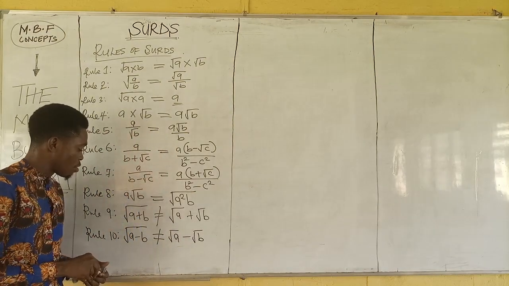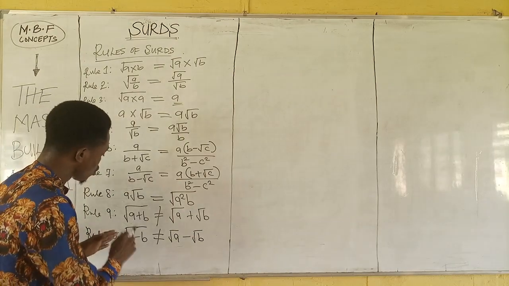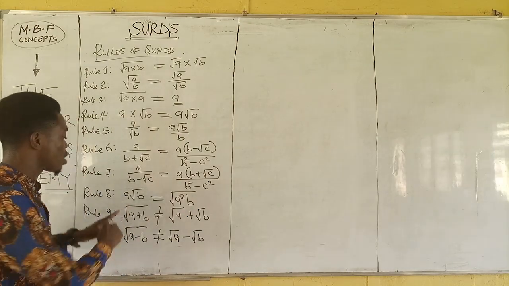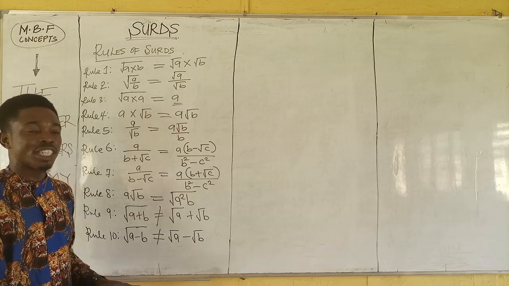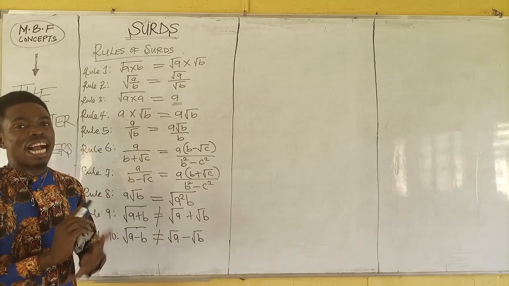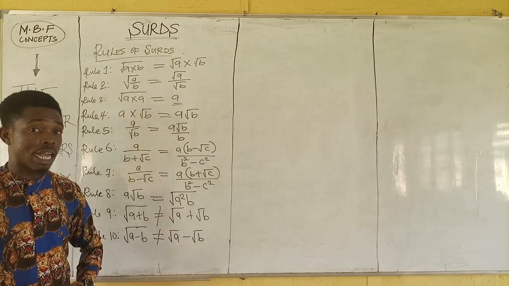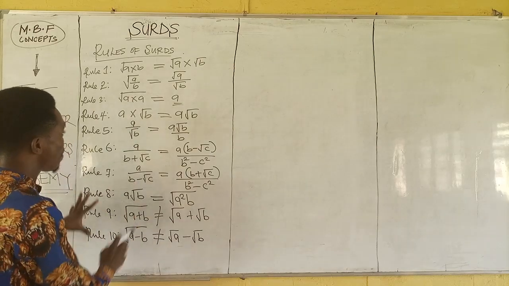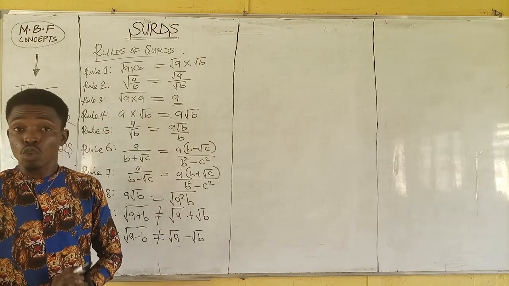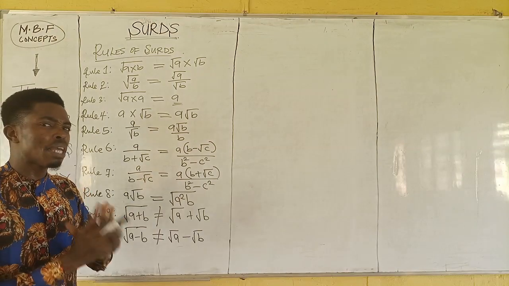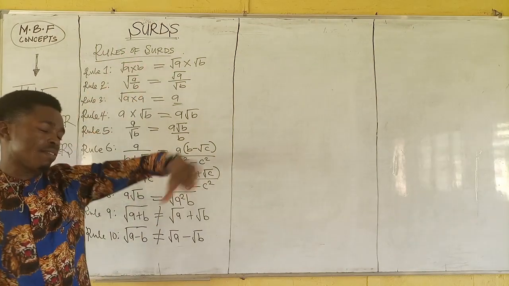What rules 9 and 10 are stating is that there should not be a time where you separate the square root for the two numbers you have inside the square root when they are connected either with an addition sign or subtraction sign. So these are the basic rules you need to know as a student to be able to solve problems on surds effectively.